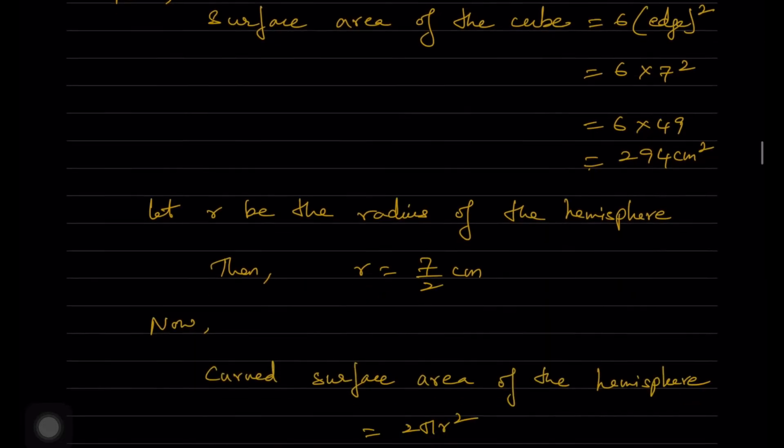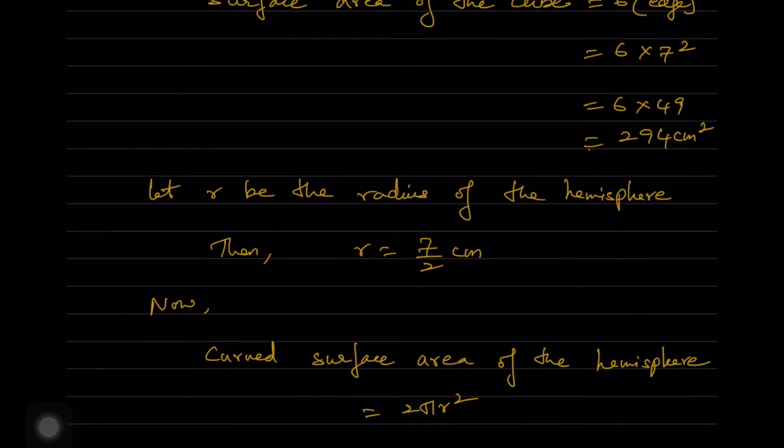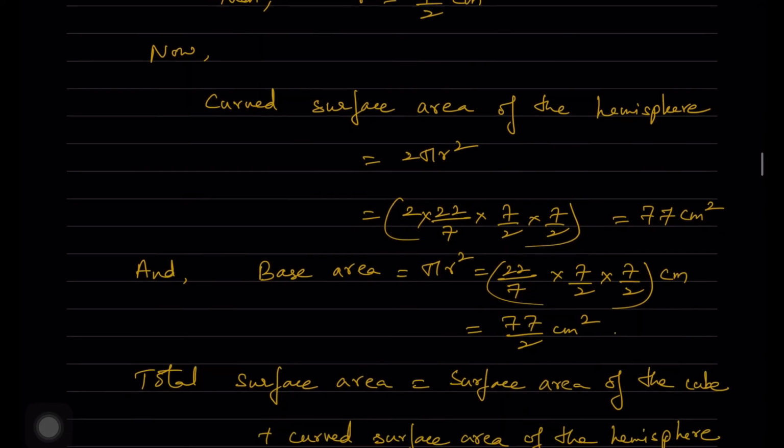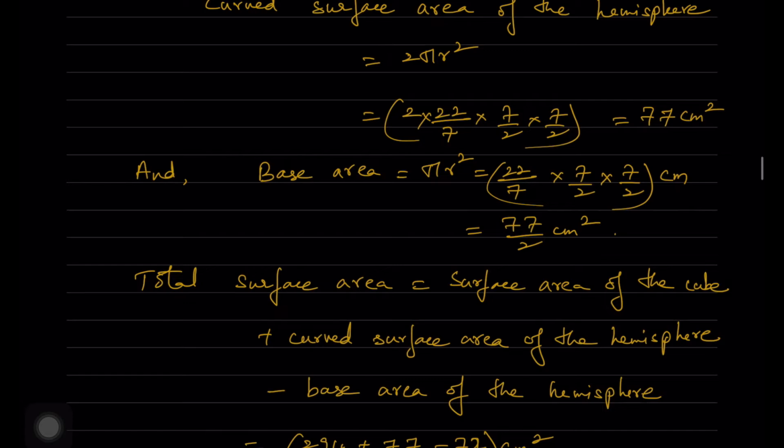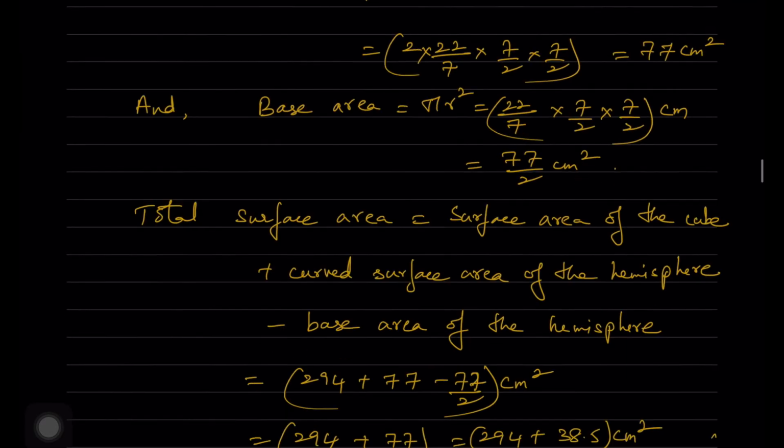Now let r be the radius of the hemisphere, then r is equal to 7 by 2 centimeters. So the curved surface area of the hemisphere is equal to 2 pi r square, which is equal to 77 centimeter square. Therefore the base area is equal to 77 by 2, that is pi r square, which is equal to 22 by 7 into 7 by 2 into 7 by 2, which is equal to 77 by 2 centimeter square.